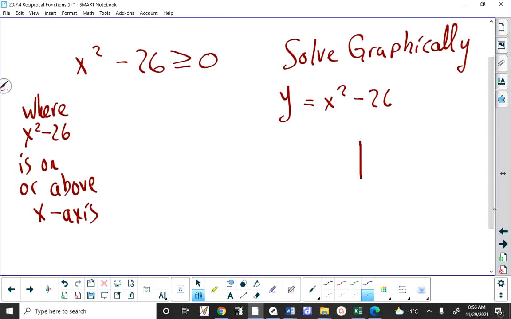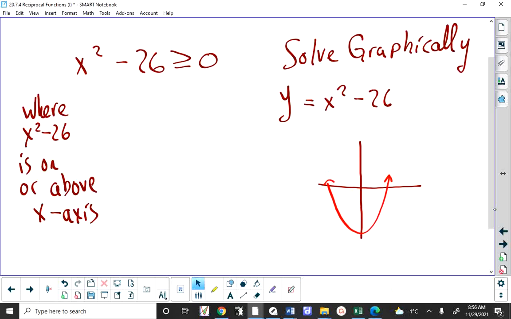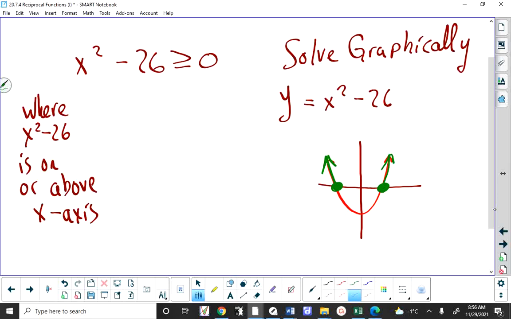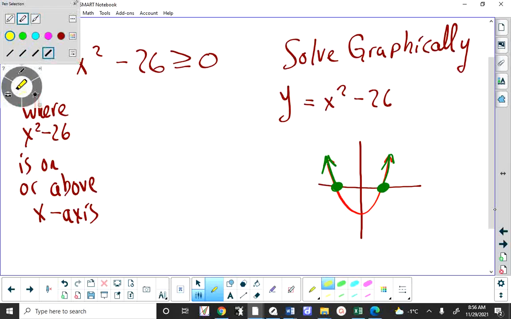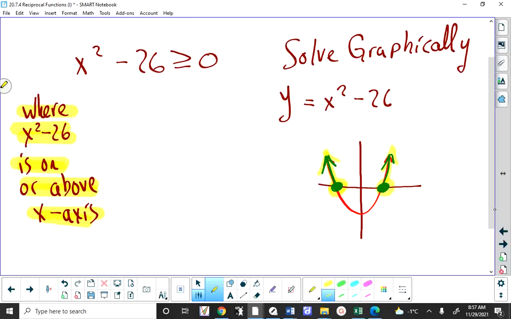You could certainly use your graphing calculator, but we should know that y equals x squared looks like this, so x squared minus 26 looks like this. It's going to have 2 x-intercepts. There is going to be the following 2 pieces. This one and this one that are on or above the x-axis. So you have to find those two x-intercepts.